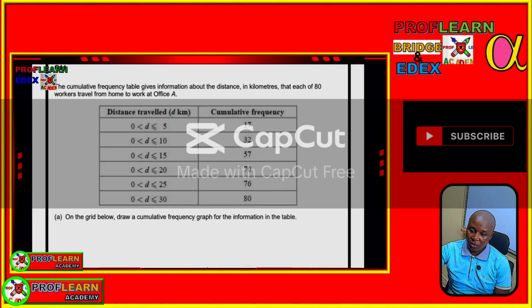And the next question is a question about statistics. We are finding the range. We're going to see how to find the median, interquartile range, and also how to draw cumulative frequency curves.